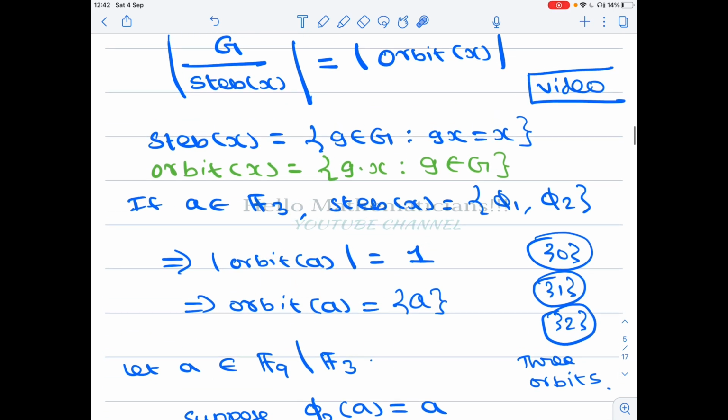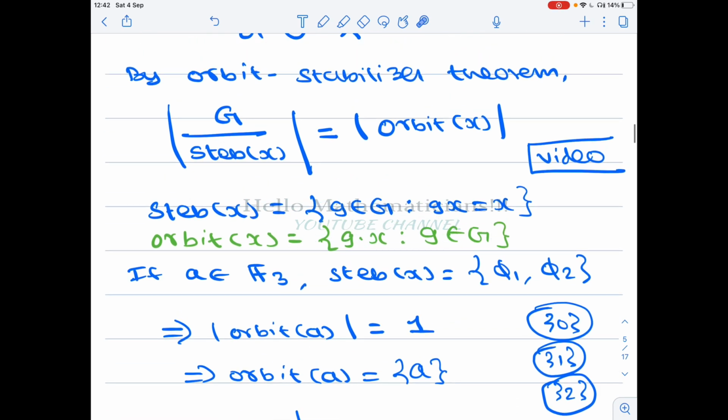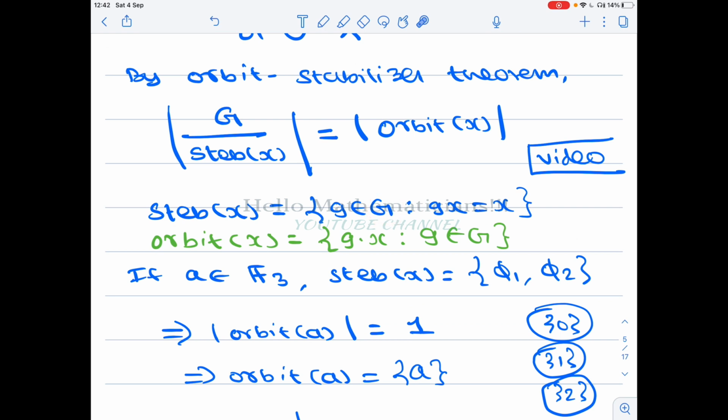Now you take an element x belonging to F3. Then what is the stabilizer of x? The stabilizer is the set of all elements of G that fix it. But now this G is the automorphism group and this F3 is the prime subfield. Therefore, every automorphism fixes the prime subfield. That is what we just proved. Therefore, the stabilizer of x equals phi 1 and phi 2, the automorphisms of F9. So every automorphism of F9 maps the point x to itself, right?